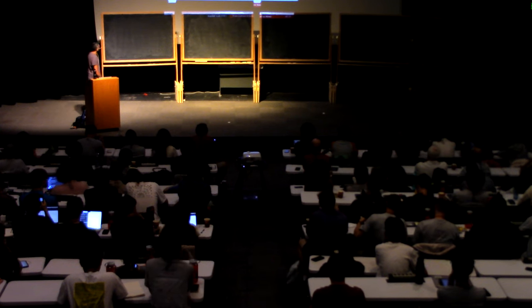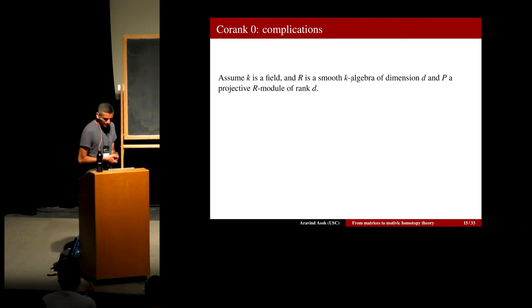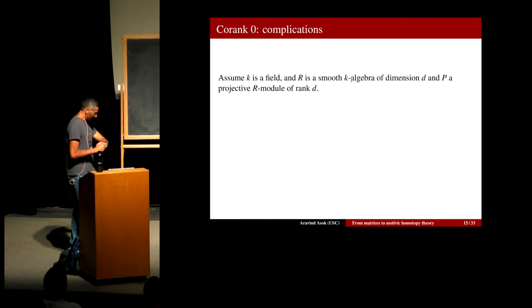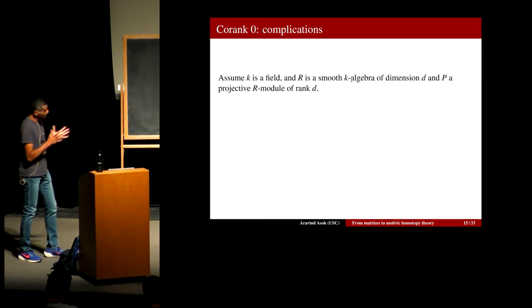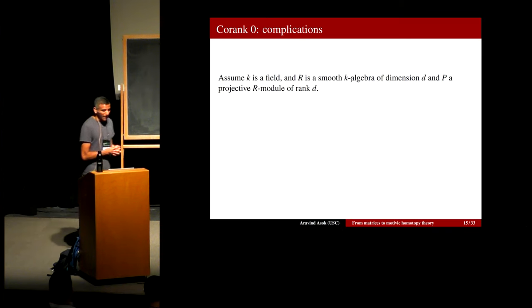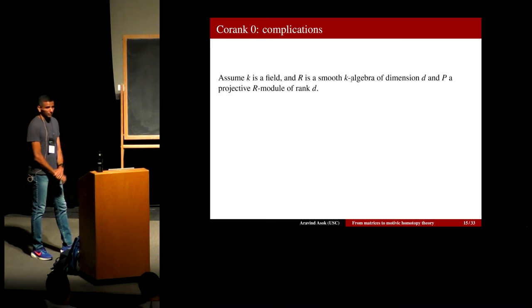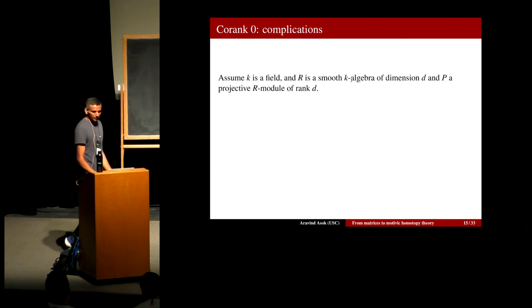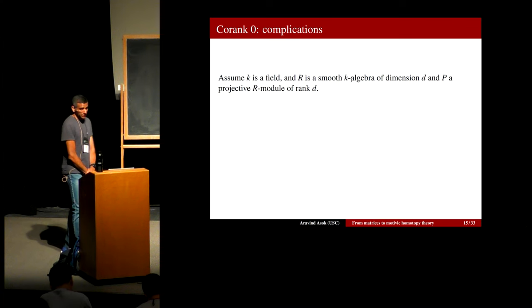All right, so I'd like to talk about what happens in co-rank zero. So now I'm assuming some more conditions. Before I was looking at an arbitrary Noetherian ring, and now I'm going to impose some stronger hypotheses. I'm going to assume that Spec R sort of looks like a smooth manifold, so it's a so-called smooth k-algebra. And suppose I have a projective module of rank equal to the dimension of that k-algebra.